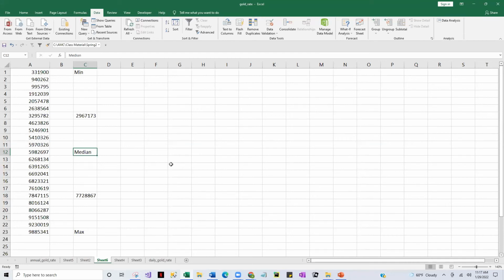Can't you just sort it to make it in order, then get the first number, then the middle number, the last number, and in between? Yeah, I already sorted. You can do that by just looking at it, or you can use a formula.